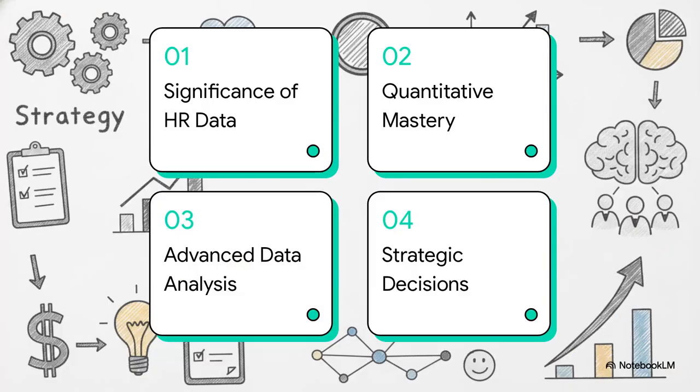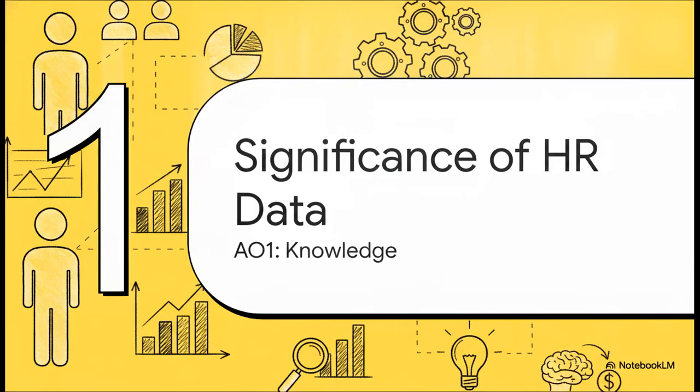So looking at our agenda for this explainer, we've got 4 main sections. We'll kick things off with the significance of HR data, then move into quantitative mastery, step it up a notch to advanced data analysis, and finally wrap up with strategic decision-making. Let's get to it! Section 1.